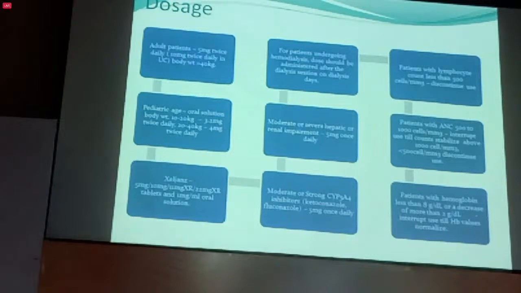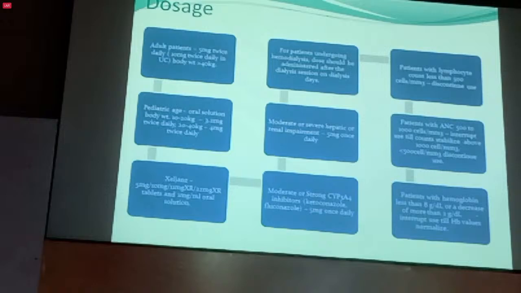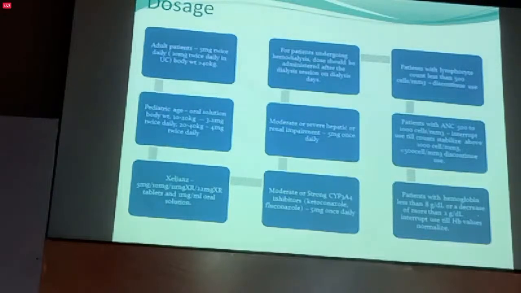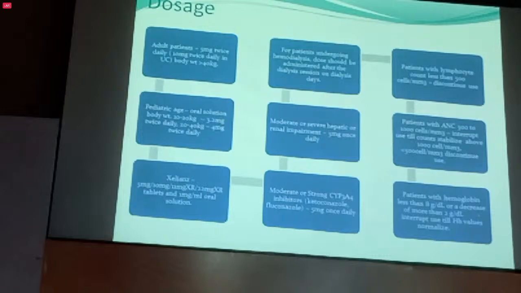For patients who are undergoing hemodialysis, the dose should be administered after the dialysis session on the dialysis days. In patients with lymphocyte count less than 500, you should discontinue the use. In pediatric patients, nowadays the syrup is available, and the dose varies between 2 and 4 mg twice a day. In hepatic or renal impairment, the dose should be halved. That is, one should give half the dose of what we typically give, that is 5 mg twice a day. Here we should be giving 5 mg once a day.